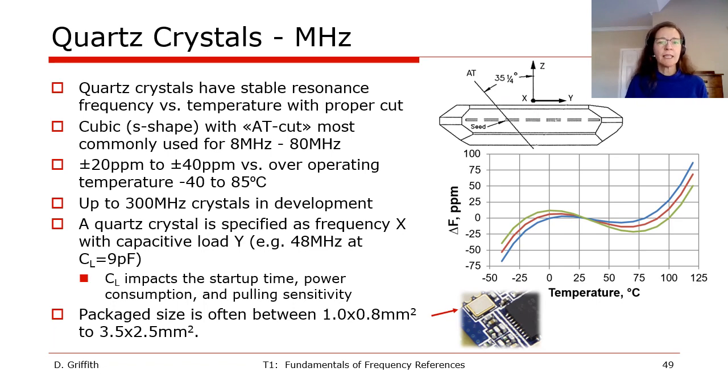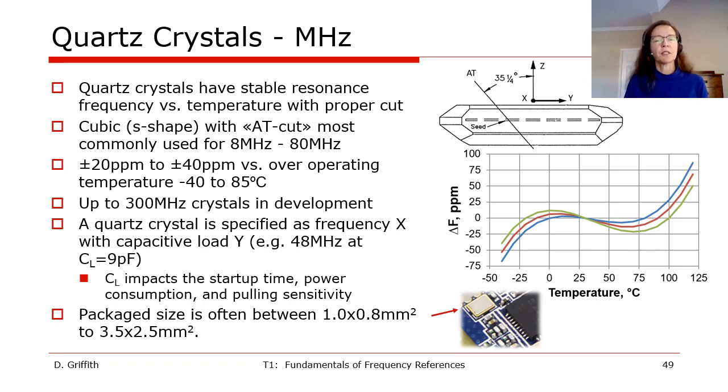The AT cut, which is 35¼ degrees, is often used for crystals in the 8 to 80 megahertz range, and it gives a characteristic cubic or S-shaped curve for frequency variation over temperature, as shown here. With this curve, frequency accuracy between plus minus 20 and plus minus 40 parts per million is achievable between minus 40 and 85 degrees C.